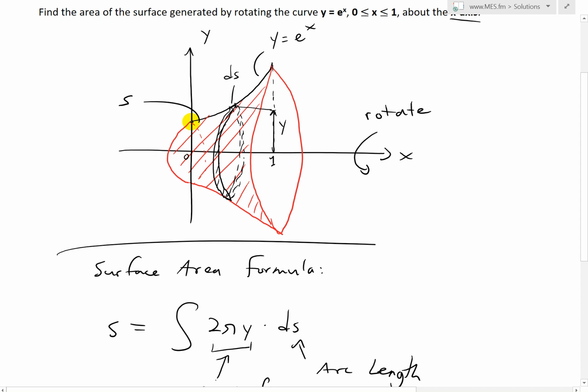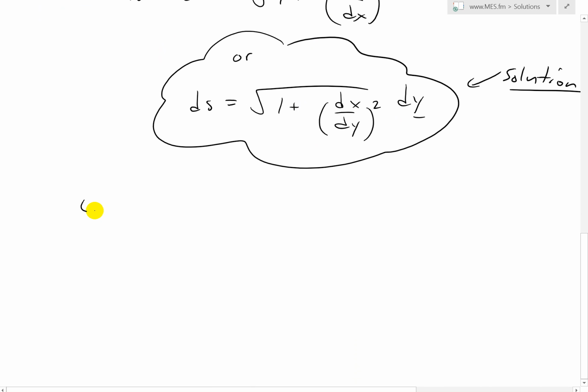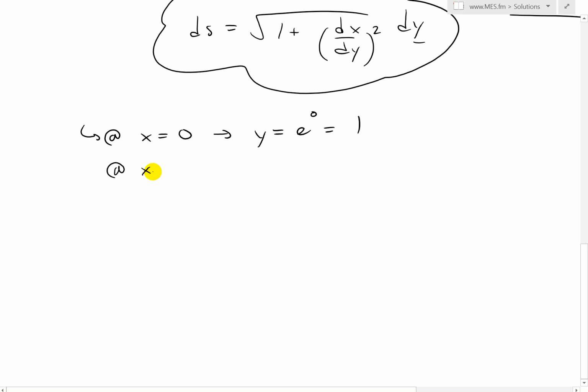So it's going to be from this point, I'll draw this as a line like this. So it's from this point right here all the way to there like that. This point here is at x equals 0. So the intervals, let's go. At x equals 0, we have y equals e to the 0, which equals 1, and at x equals 1, we have y equals e to the 1, which is just e.